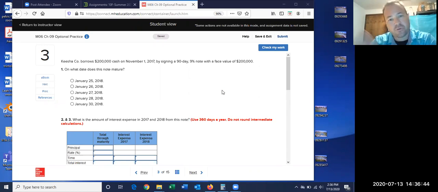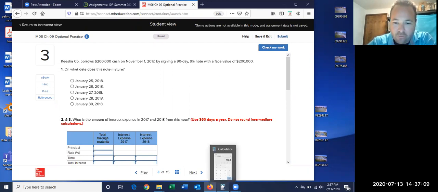This one deals with interest over a 2-year period. So we're going to look at the expense and the payable going into next year. So that's where we're going to start here with number 3. We got borrowing $200,000 cash towards the end of November, and going into the next year, a 90-day note. So a 3-month note, 9% interest.